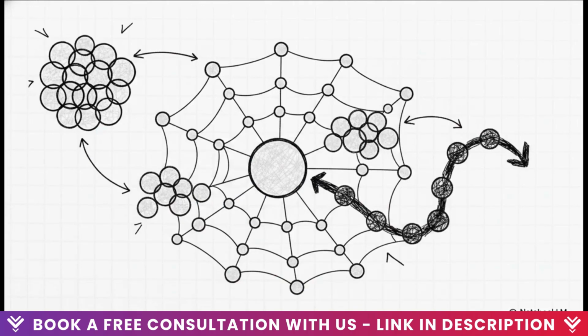And because the data is structured as this web, we can unleash some seriously advanced graph algorithms. Community detection spots clusters of heavily connected accounts that might actually be a hidden fraud ring.